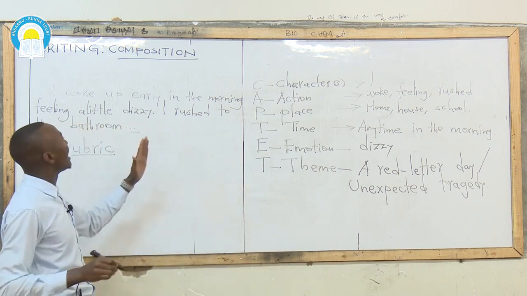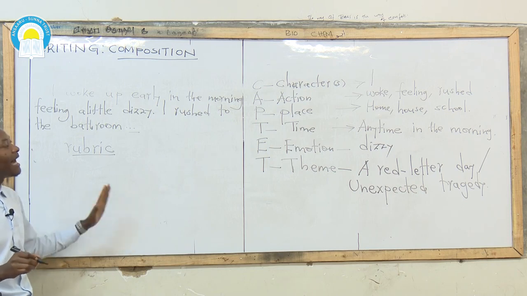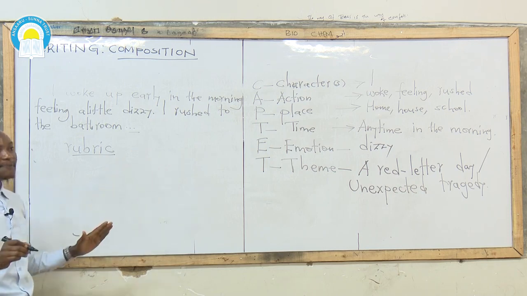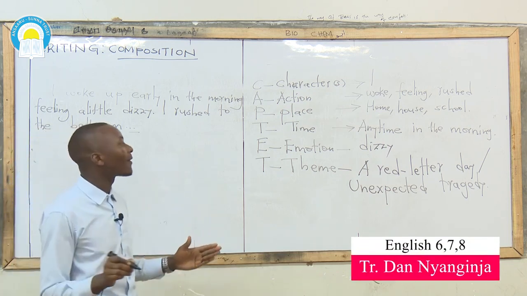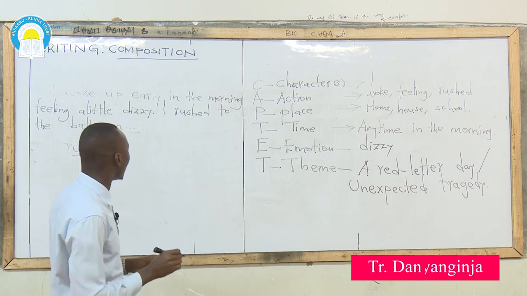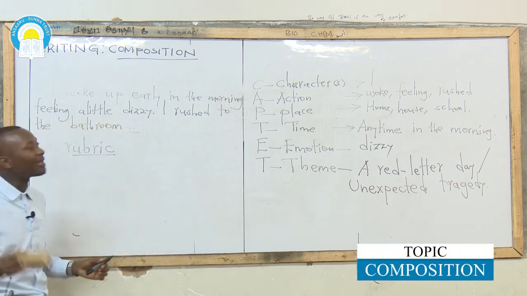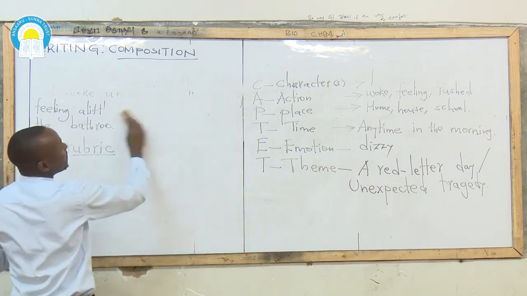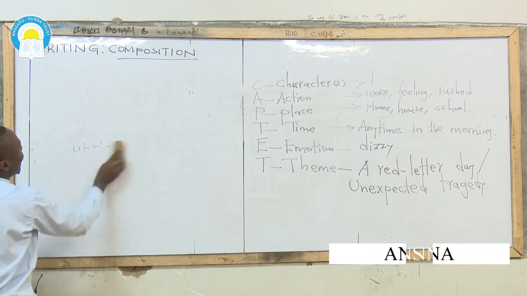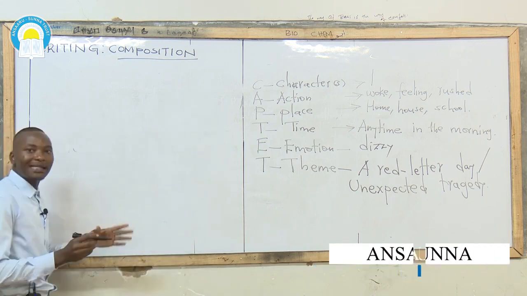So we have analyzed our rubric using the CAPTET acronym. Now, once you do this, it will be so much easier for you to write a plan of your composition. Let me explain something on this: budgeting of composition time. How do you budget the 40 minutes?